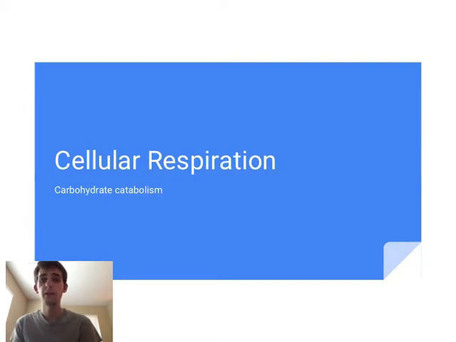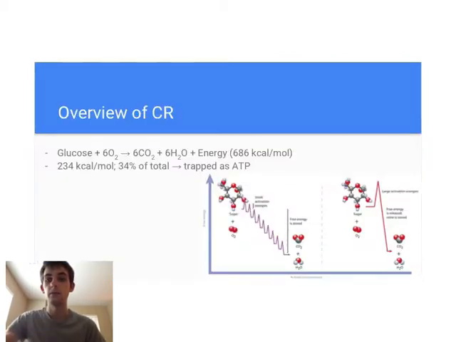Today we're going to talk about cellular respiration and how it is involved in the breaking down of carbohydrates to produce ATP. Alright, so a brief overview of cellular respiration. This is a generalized equation of cellular respiration. So respiration is going to take in glucose along with oxygen, which makes this an aerobic process, and it's going to produce carbon dioxide and water, and it's going to release energy, about 686 kilocalories per mole of glucose consumed.